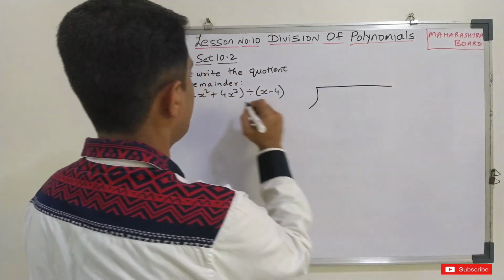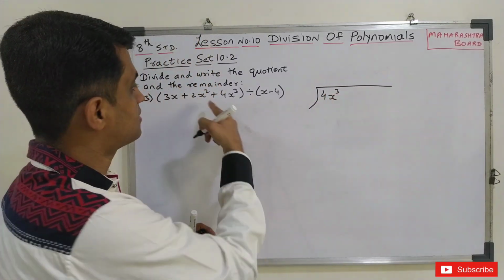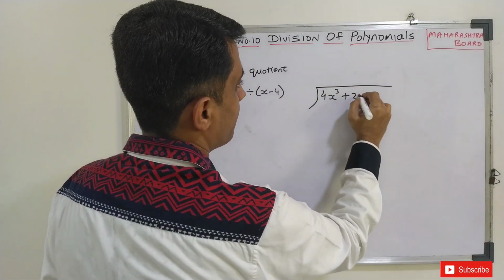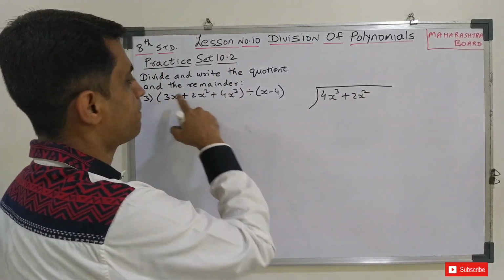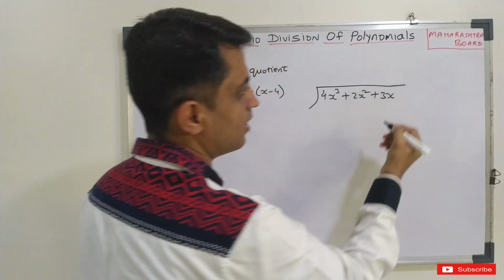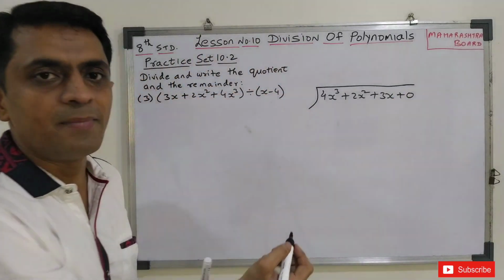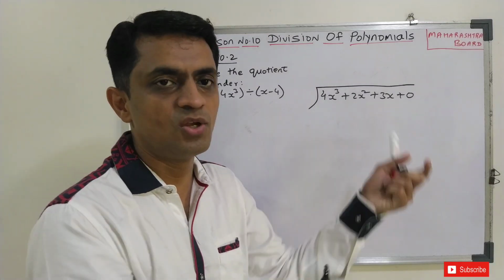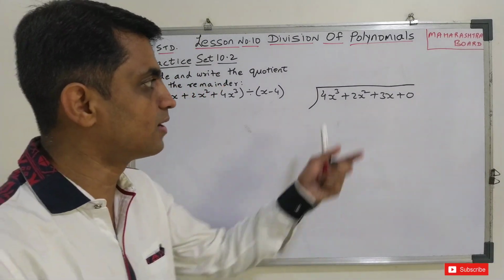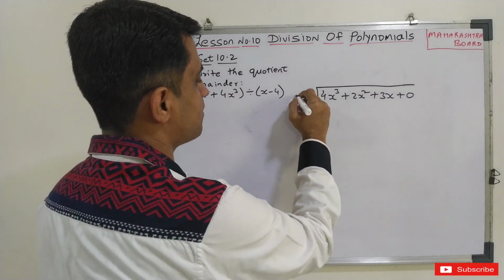So here I am writing 4x cube first. Cube will come first, then square, then power 1, x to the 1. Here constant is not given, so we write it as 0. Whatever terms are missing we write in a 0 form. 0 does not have a value, but why are we writing it? To get the correct answer. Okay, so now here what we write? X minus 4.